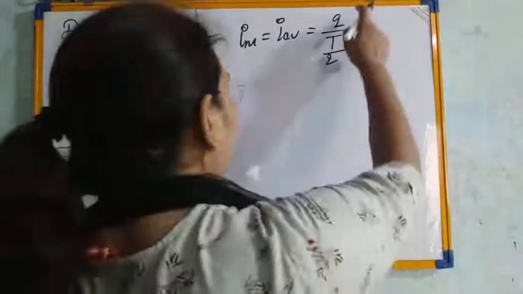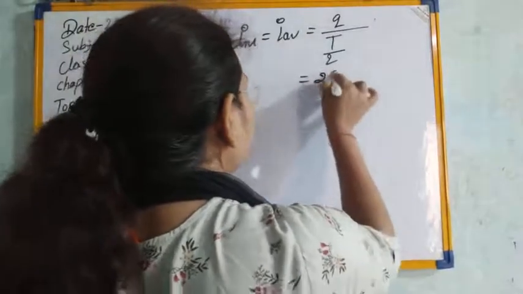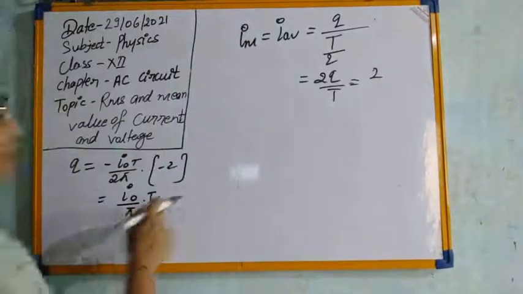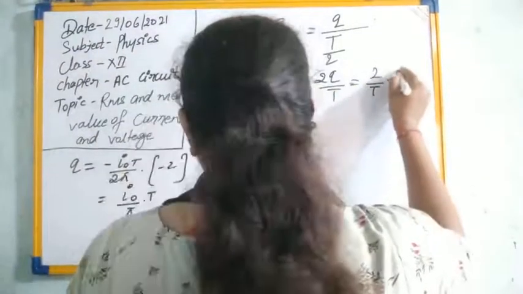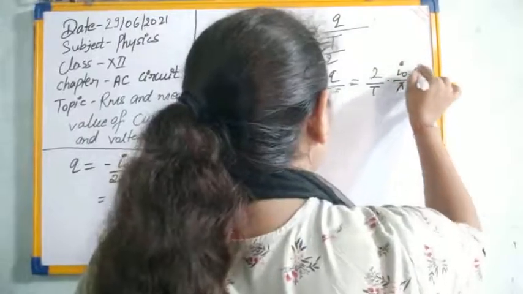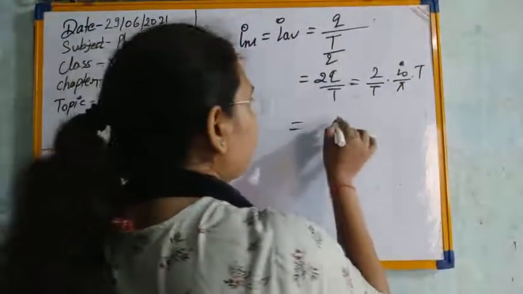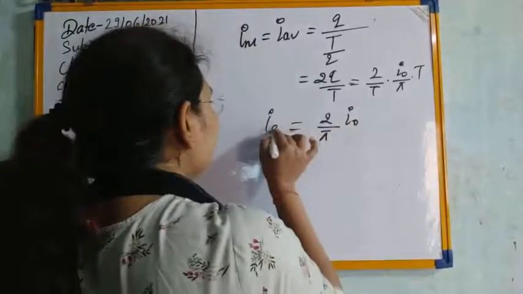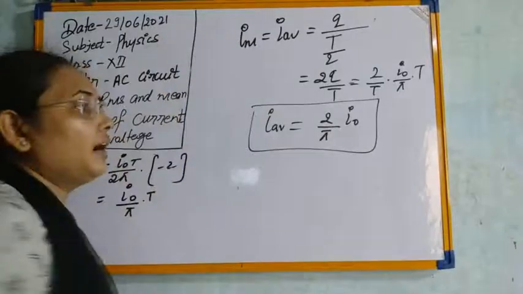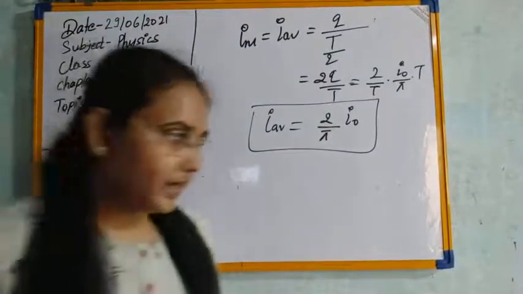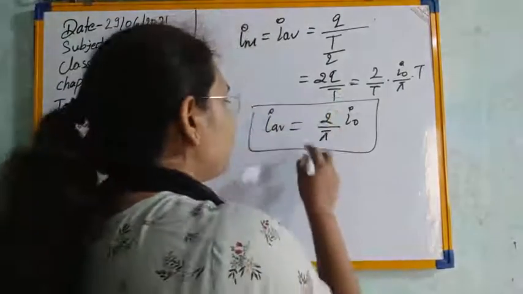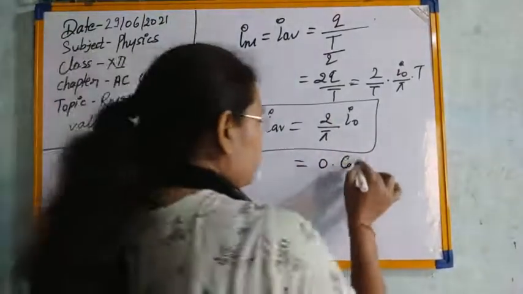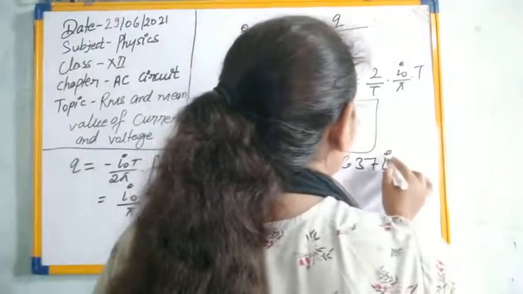Now you can solve it, then we will obtain 2q by T here, and we can put the value of q that we have calculated. So this will be equal to 2 by T, I0 upon pi, and here T. So T will be cancelled out, and finally we will get 2 upon pi I0. So this is the average value of the alternating current in any circuit. And if you put the value of pi and solve this 2 by pi factor, you will get 0.637 times I0.